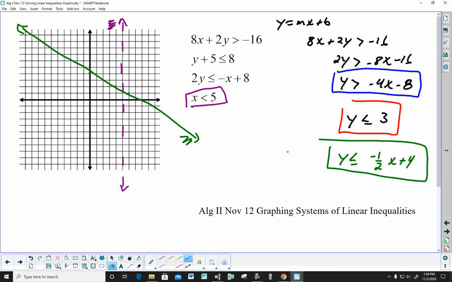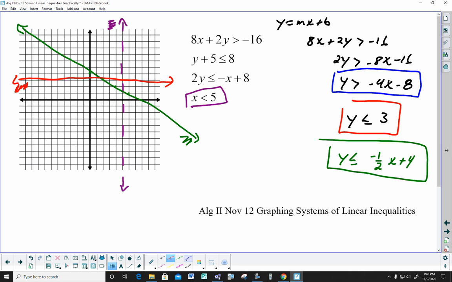What's blue next? Oh, no, red was next, sorry. Y is less than or equal to 3, so it's a horizontal line at 3. 1, 2, 3, and it's going to be solid. I'm not doing very good on this horizontal one. Y is less than, so I'm going to shade under.